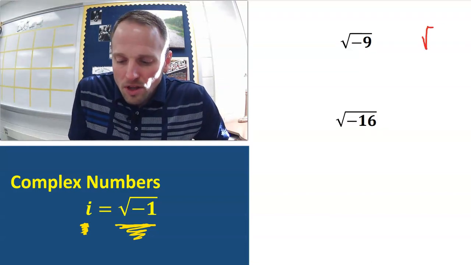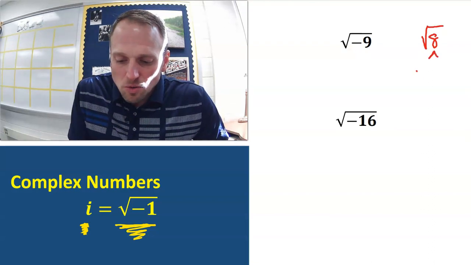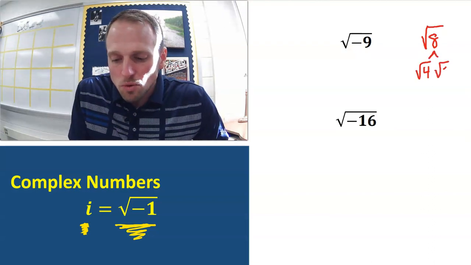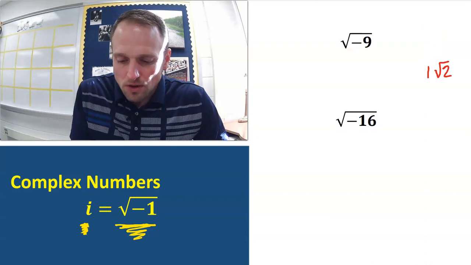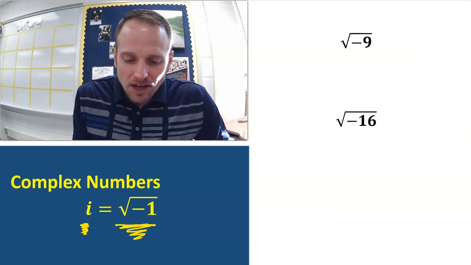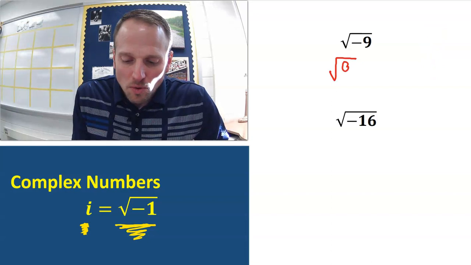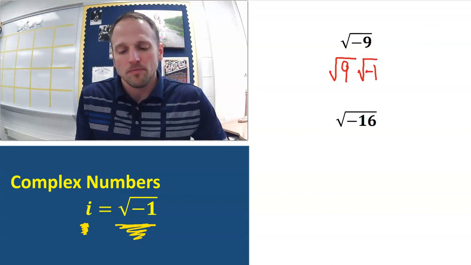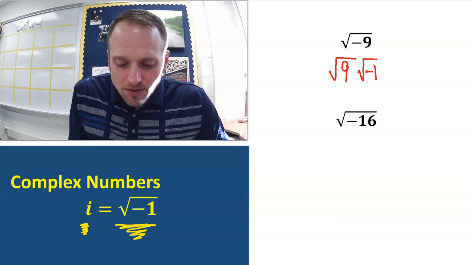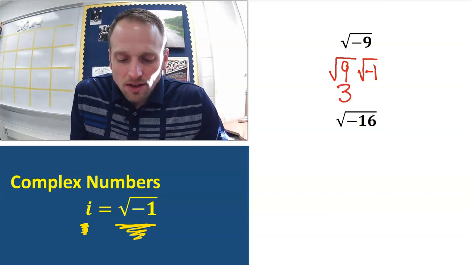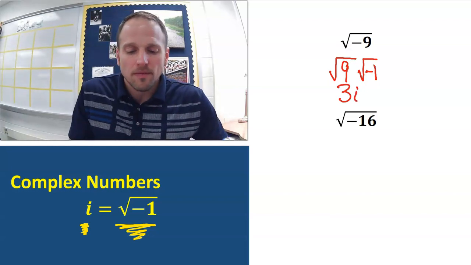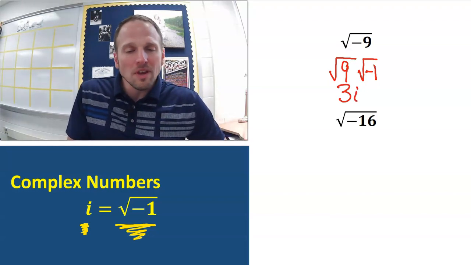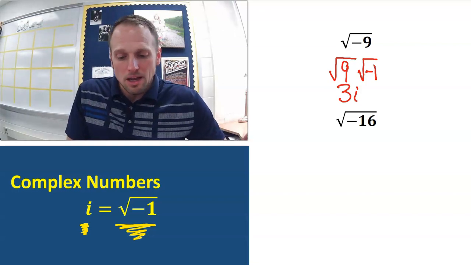We already know that you can do something like this. The square root of 8, that's equal to the square root of 4 times the square root of 2, right? We know that we can do that. The square root of -9, we can write it like this. The square root of +9 times the square root of -1. Okay? And the square root of +9 is 3, and the square root of -1, that's just i. So the square root of -9 is just going to be 3i.